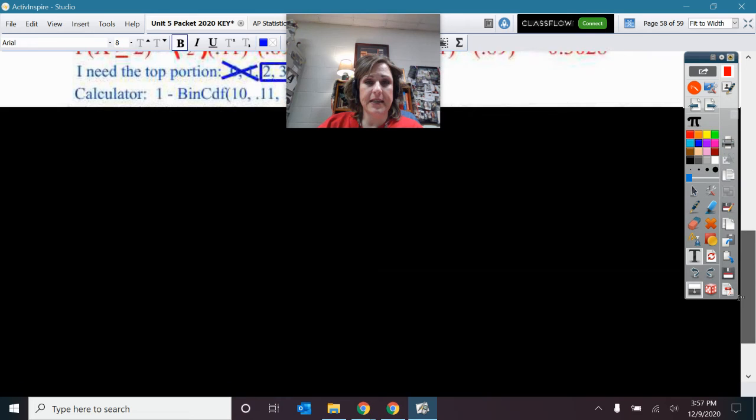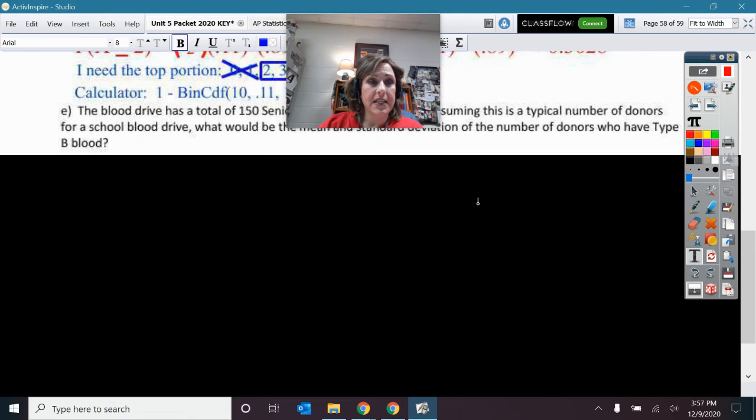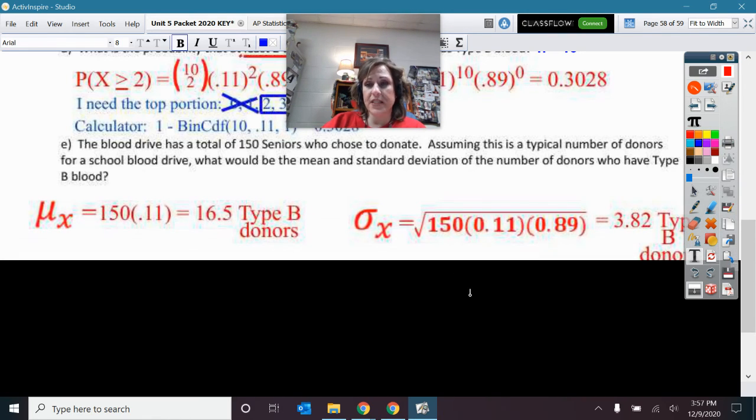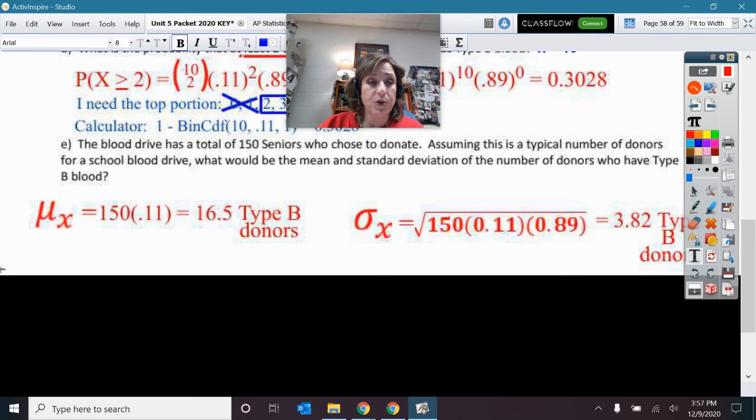All right, and then my next one here, I have 150 seniors that show up to the blood drive. So out of those 150 seniors, how many do you expect to be type B? What are they anticipating getting from this blood drive in terms of type B donors? Well, that's my binomial. It is a set number of 150. So that's a binomial situation. N times P is my expected number, about 16.5, with this standard deviation of 3.82.